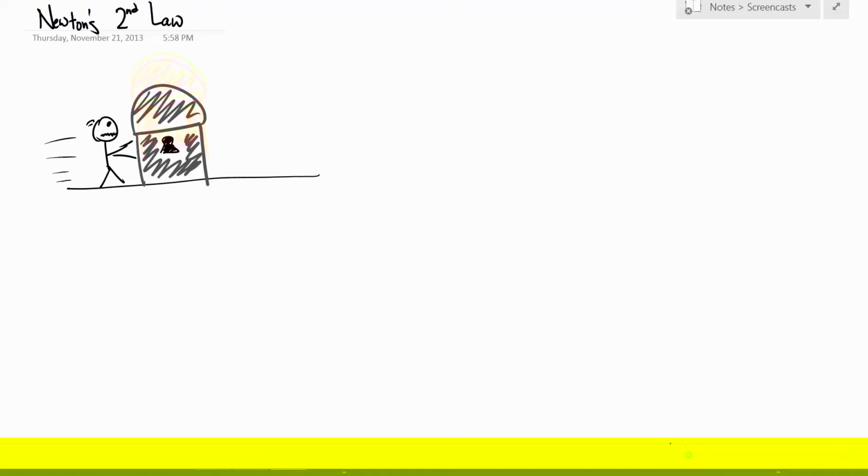Okay, let's consider a nice Newton's second law problem. Let's say we've got a chest, and this chest has a mass of something like 100 kilograms. And we've got Bob here. And Bob is pushing this chest, and he knows that he's pushing with a force of, let's say, 20 newtons.